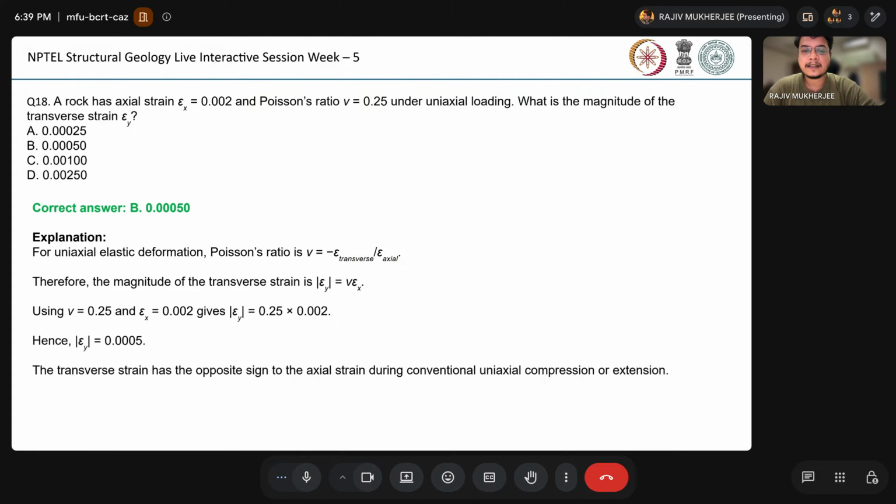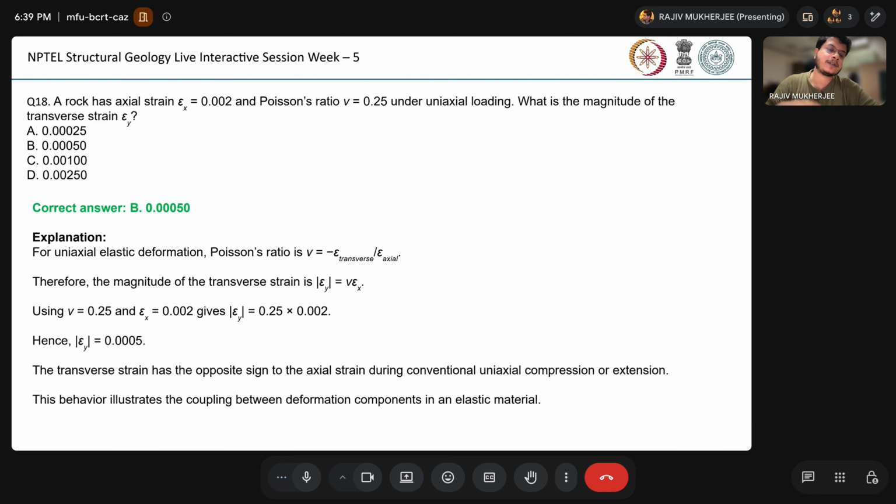0.0005, and that means the transverse strain has the opposite sign to the uniaxial strain during conventional uniaxial compression or extension. And so this behavior illustrates the coupling between deformation components in an elastic material, because the thing is, for a same density material, the volume has to remain constant. So that is the main component behind understanding how the Poisson's ratio works, right?